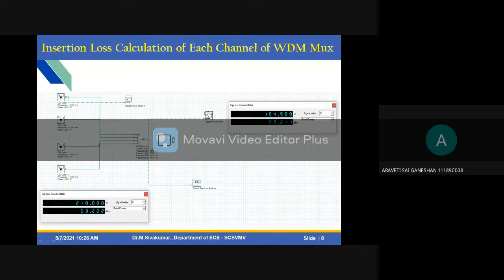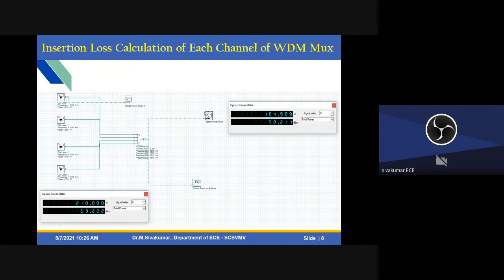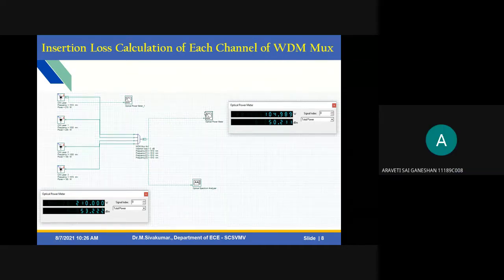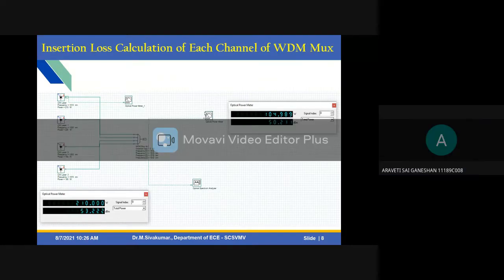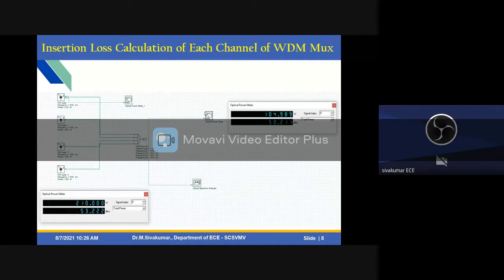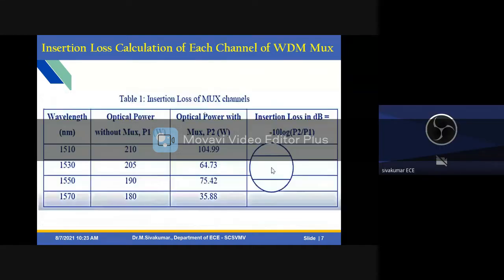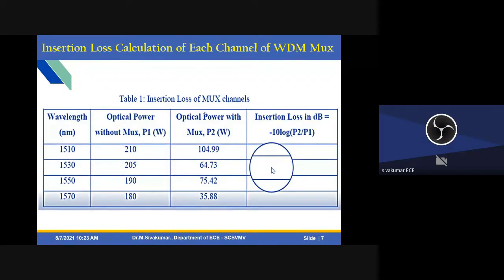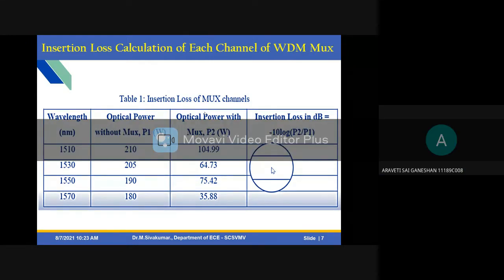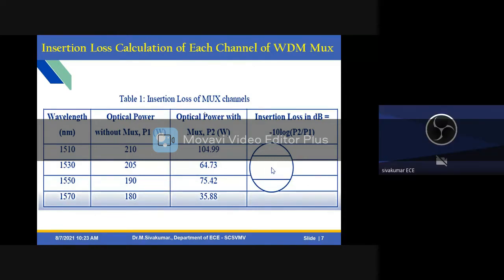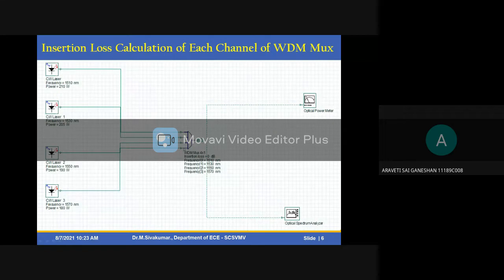Excuse me, sir. Yes, tell me. Sir, that 1010 or 1510? Which one? The frequency, sir. 1510 or 1010? Nanometer, 1510. Okay. 1510, 1530, 1550, 1570. Now we can easily think, right? Sir, I'm asking about the mux. At the mux, the multiplexer, all 1510 only, sir.